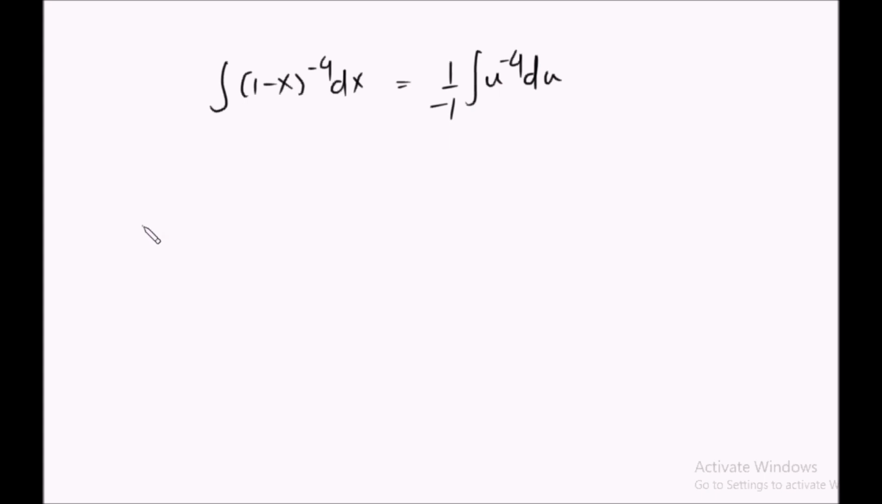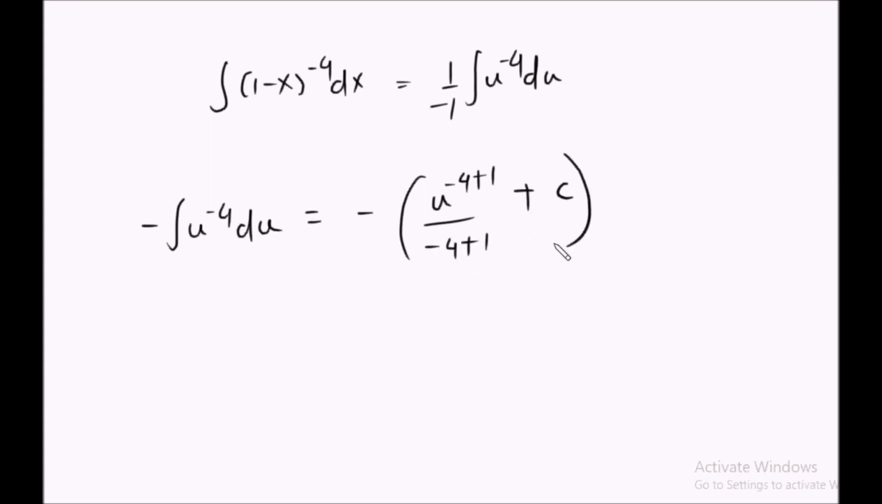So this is just -1. Okay, so negative, andika tu, baada ya kuandika -1 andika tu negative u power -4 du. So it's gonna be negative inabaki nje. We have u power -4 plus 1 over -4 plus 1 plus c. Ndio hivyo eh? So it's just gonna be negative ya juu na u power -3 over -3 plus c. So negative and negative becomes positive.